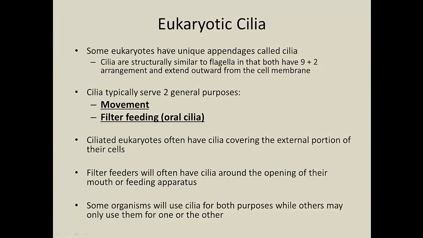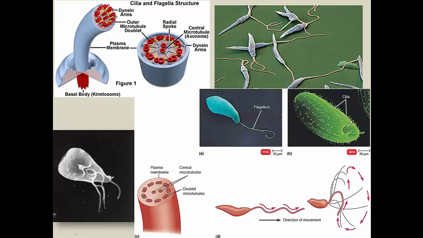Eukaryotic cilia are more unique to just the eukaryotes. Cilia are basically shorter, almost like a stubby flagella. So flagella are like a longer tail, whereas cilia are more like little stubs. They also serve a similar purpose in movement, but they can serve an additional purpose, which is called filter feeding. And these are referred to as oral cilia. I'll give you some figures here in just a second.